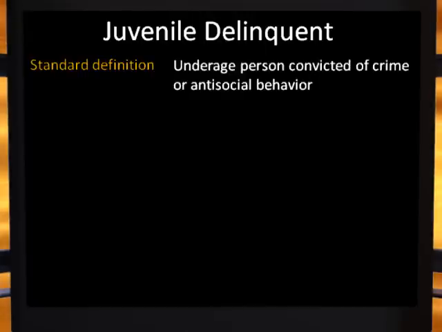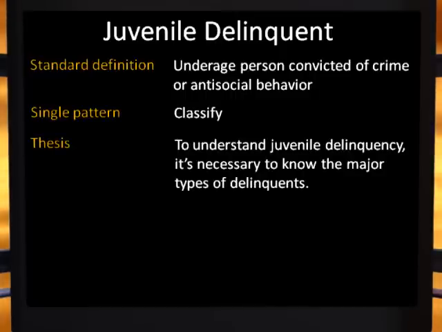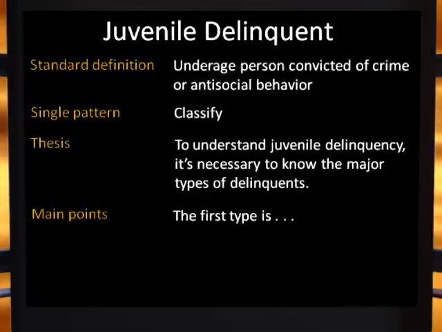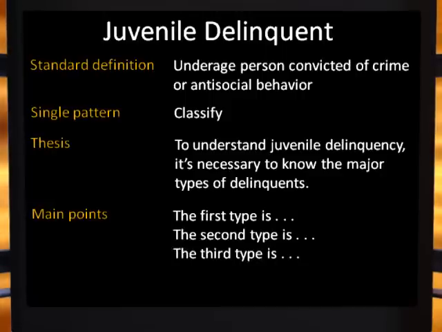Our term is juvenile delinquent. Its standard definition, an underage person who has committed a crime. Pattern, classify. Thesis, to understand juvenile delinquency, it's necessary to know the major types of delinquents. In our supporting paragraphs, we will discuss the first type of juvenile delinquent, the second type, the third type, and all you have to do is think back to your experience. Those juvenile delinquents probably range from someone who plays hooky from school to someone who commits mass murder, from someone who writes graffiti on a wall to someone who joins in gang killings at the age of 12. All you have to do is think of those types in your experience and describe each one to help round out this understanding of the term juvenile delinquency.